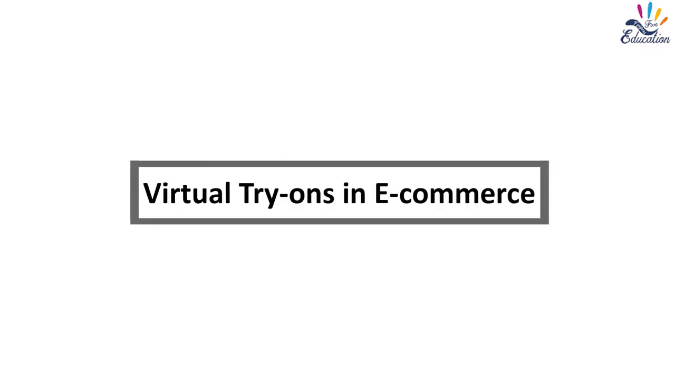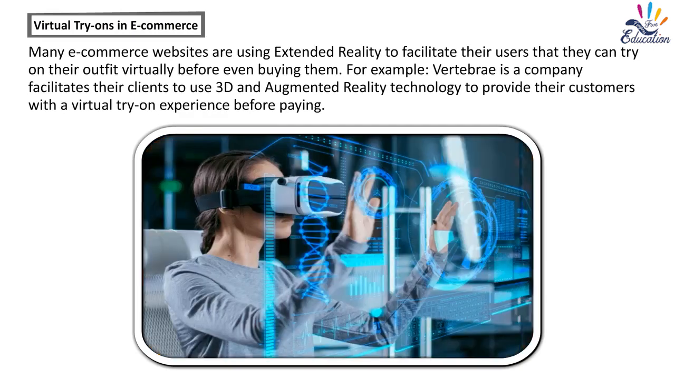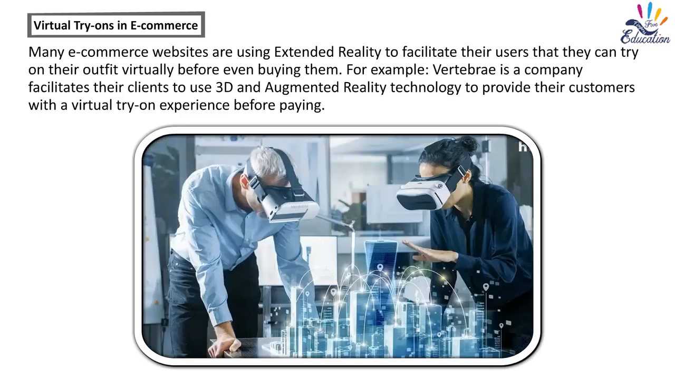Virtual try-ons in e-commerce. Many e-commerce websites are using extended reality so that their users can try on their outfits virtually before even buying them. For example, Vertebrae is a company that enables its clients to use 3D and augmented reality technology to provide their customers with a virtual try-on experience before paying.